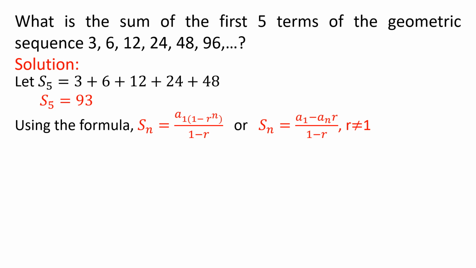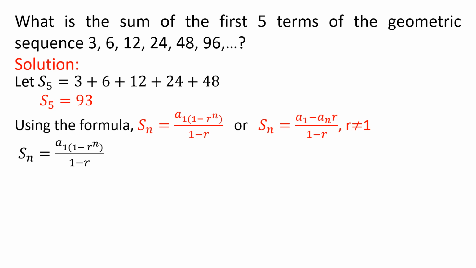Using the formula, we have S sub n is equal to a sub 1 times 1 minus r raised to n, all over 1 minus r. Or simply, S sub n is equal to a sub 1 minus a sub n times r, all over 1 minus r, as long as r is not equal to 1. So let us try the first formula.